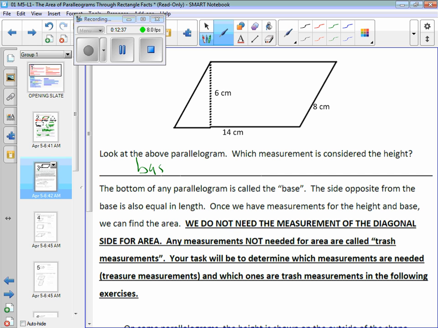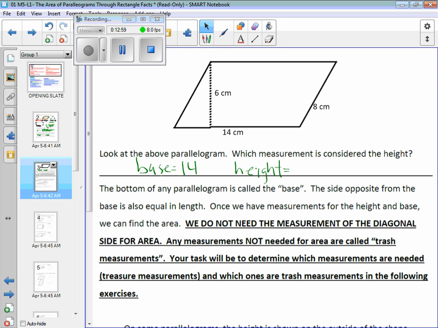What's the height? And be careful here. And I'll give you a hint. Height is directly up and down. That's your hint. Jake, what's the height? Do you agree? 6. Yeah. How many think 8?